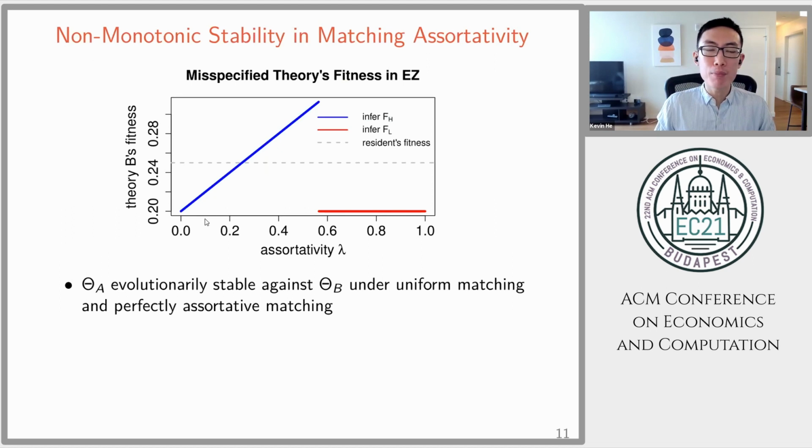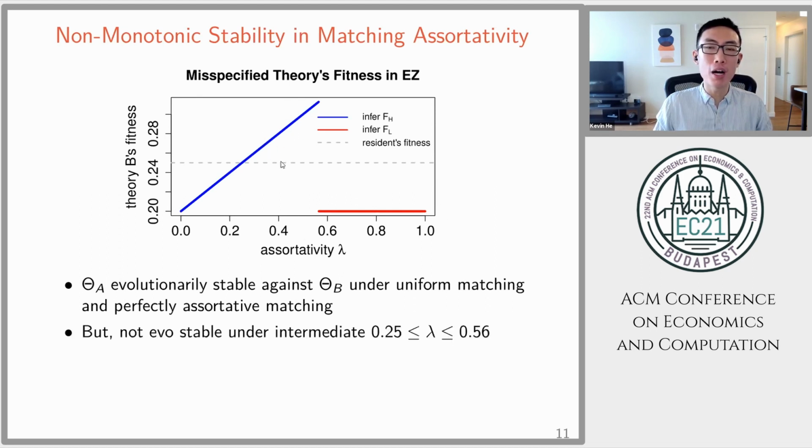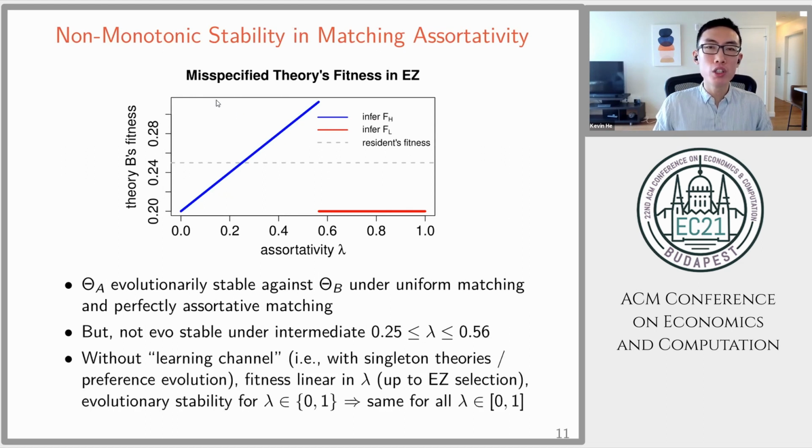In this picture here, I am showing you the fitness of a particular mutant theory in some environment as a function of assortativity. The color line is showing the mutant theory's fitness, and the dashed gray line is the resident theory's fitness, which is independent of lambda. What we see in this picture is that this resident theory A is evolutionarily stable against theory B, both under uniform matching and under perfect assortative matching, but not in this intermediate region where the color line goes above the gray line. In other words, we have this non-monotonic stability in matching assortativity.